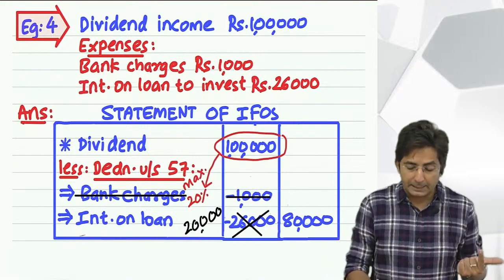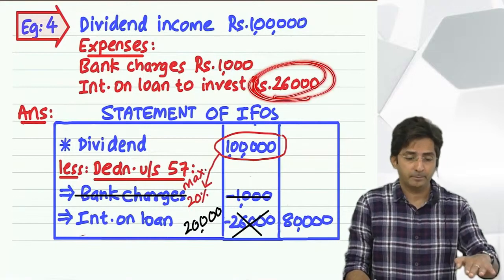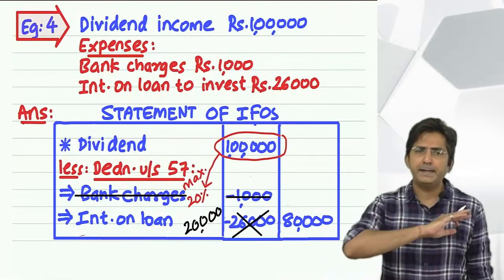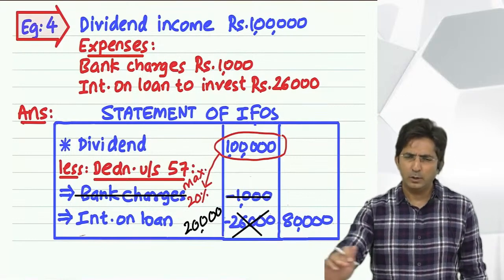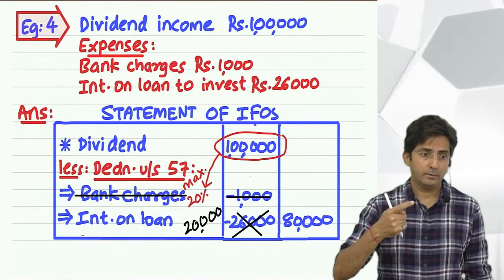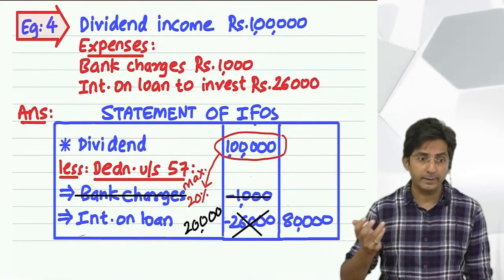I purposely took an amount which is higher, so that you understand the importance of the limit. So what is the logic of this? That you are not getting any deduction. You are getting only one deduction, that too interest on loan, and that also subject to a limit. Maximum 20% of dividend income. Why?